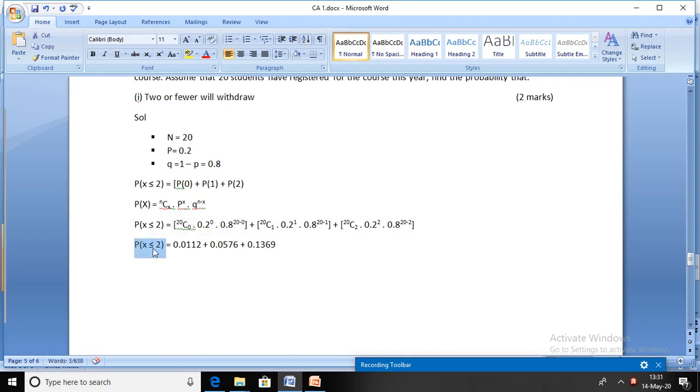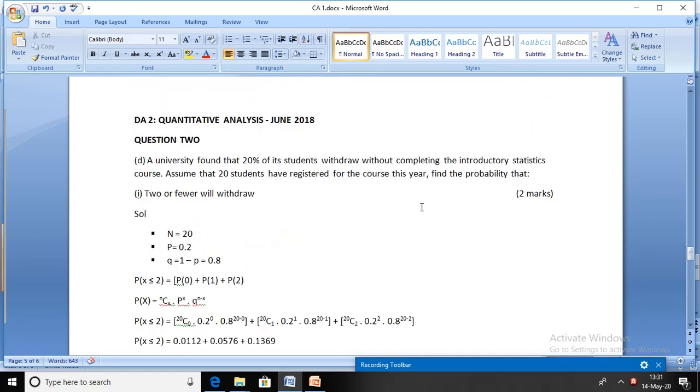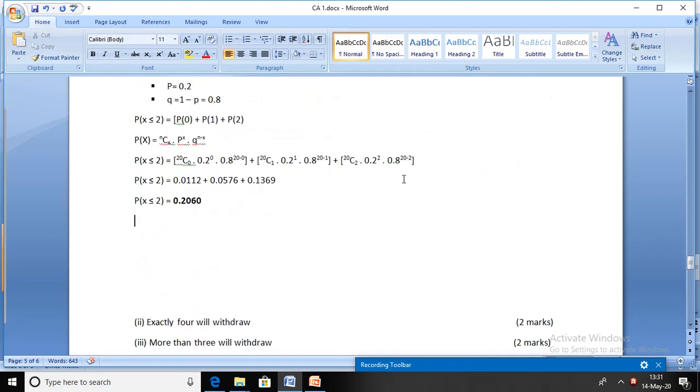The probability of x less than or equal to 2 will be, add those values, you should get 0.2060. And that is your final answer. So let's move on to part 2 of the question.